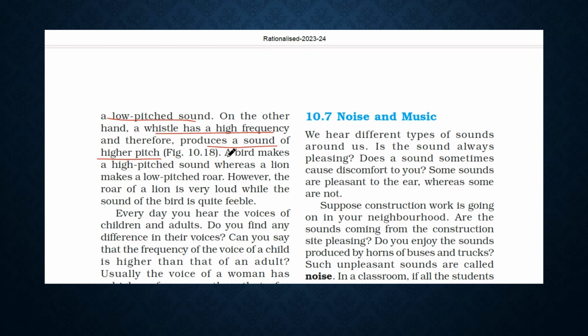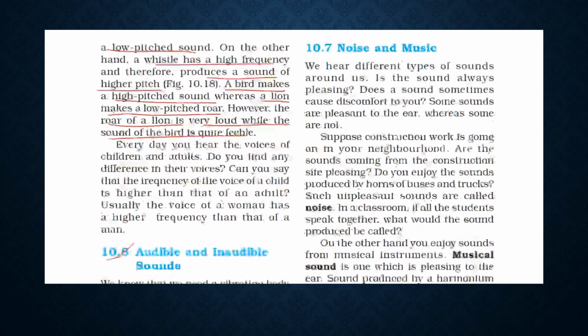A bird makes a high pitched sound, whereas a lion makes a low pitched roar. However, the roar of a lion is very loud while the sound of a bird is quite feeble. Though the pitch is low in the case of a lion roaring, the sound of the roar of the lion is much louder than that of a bird, right?